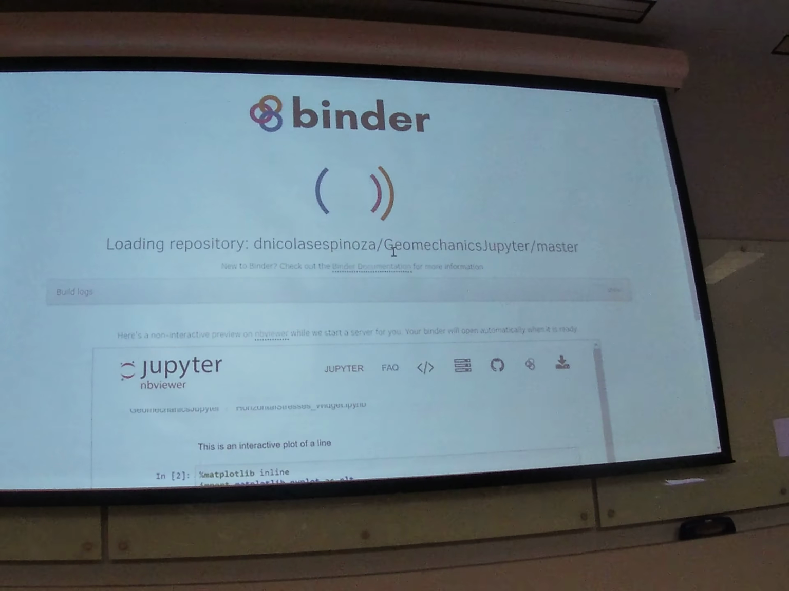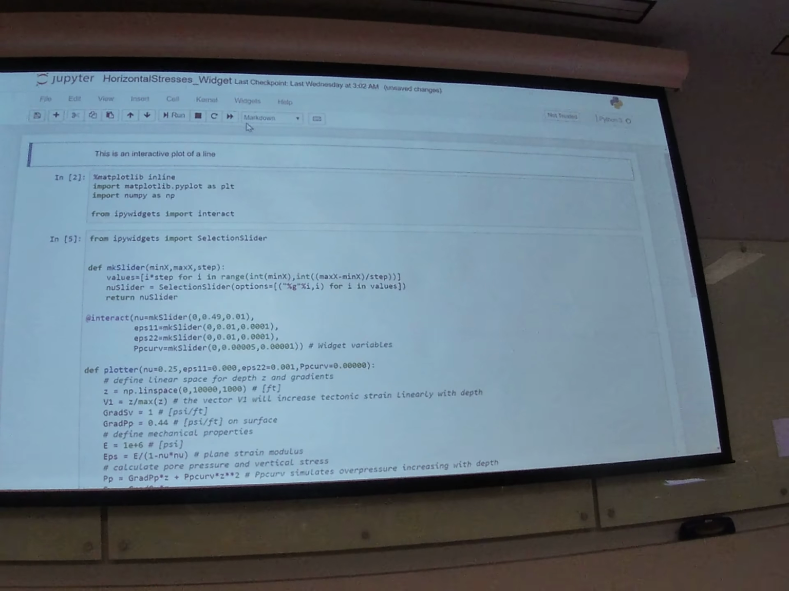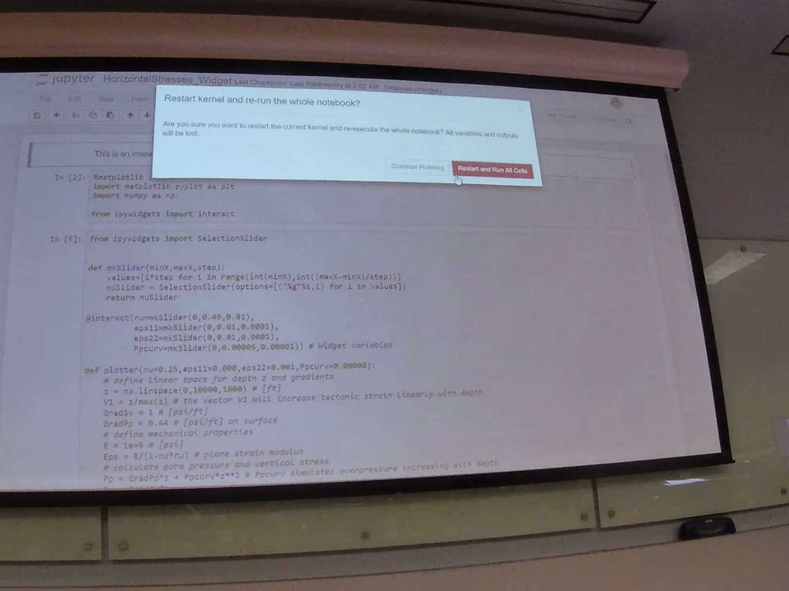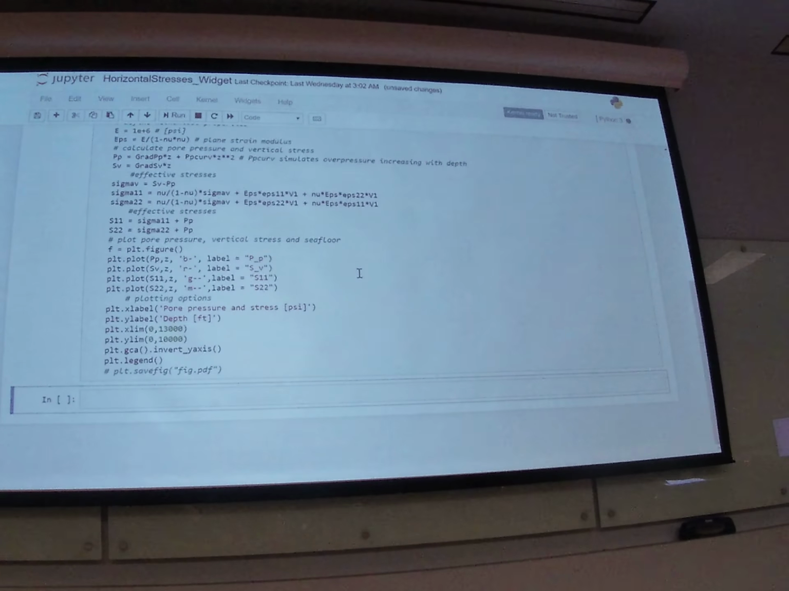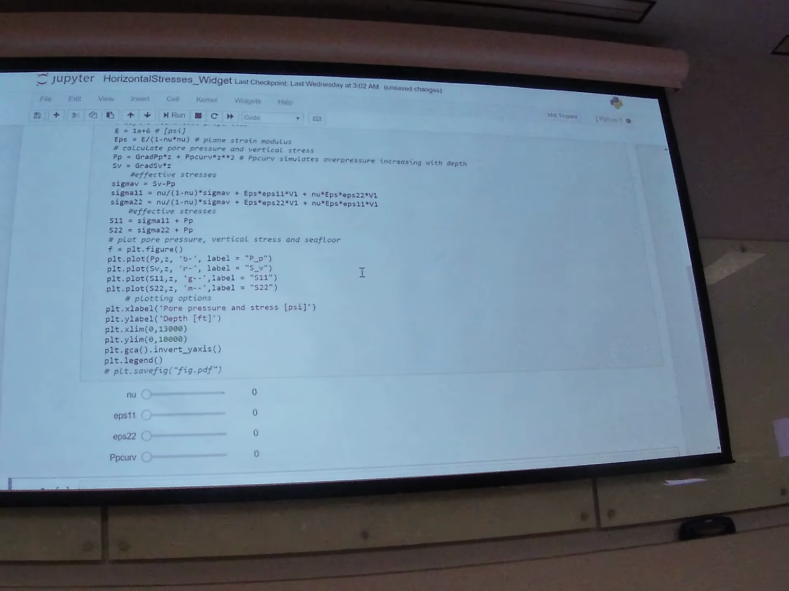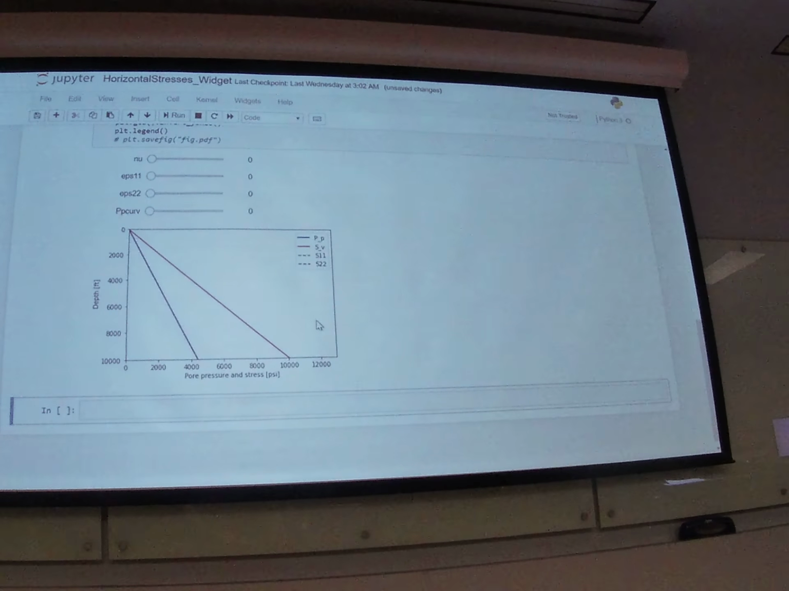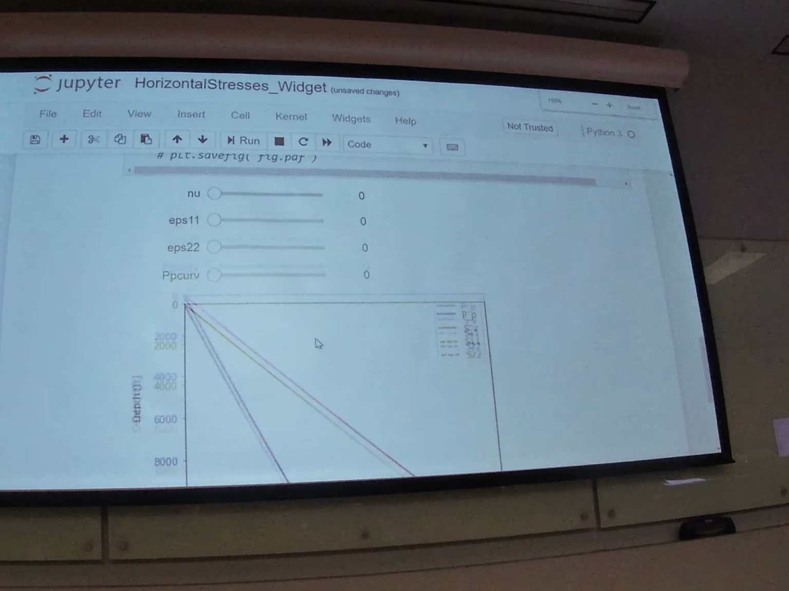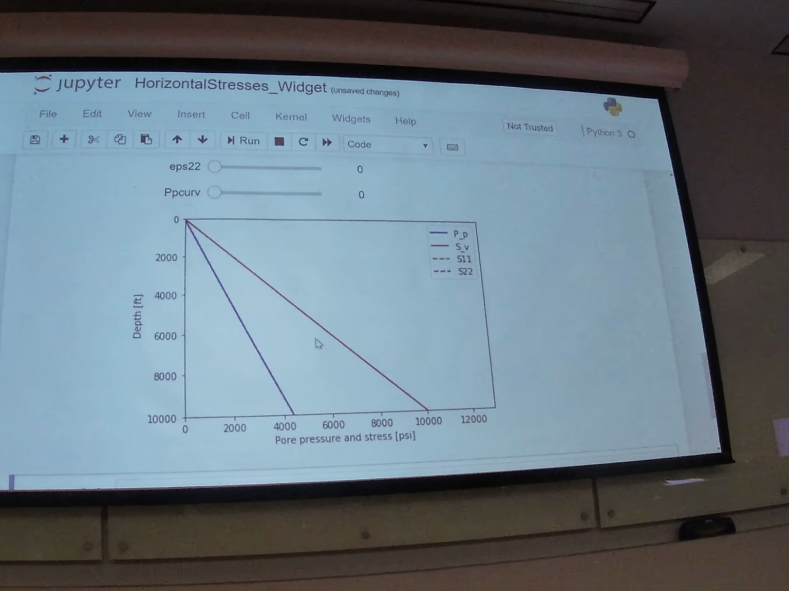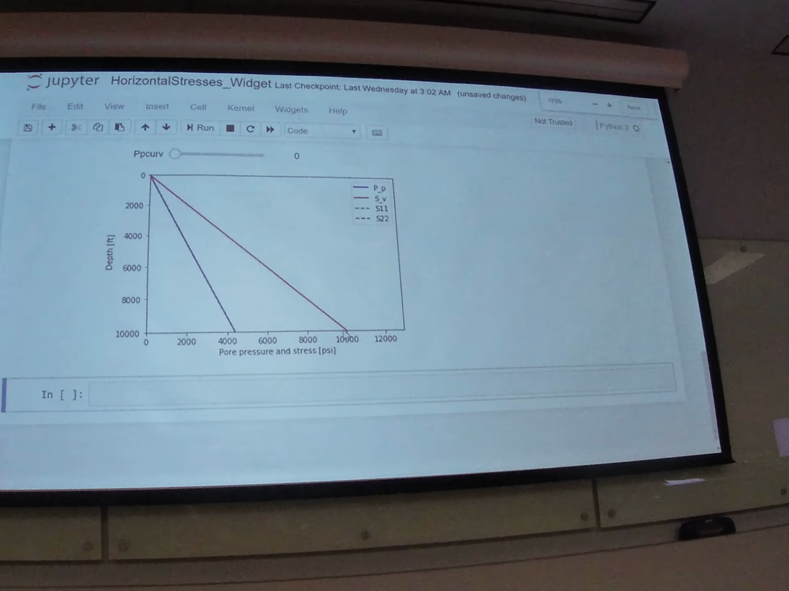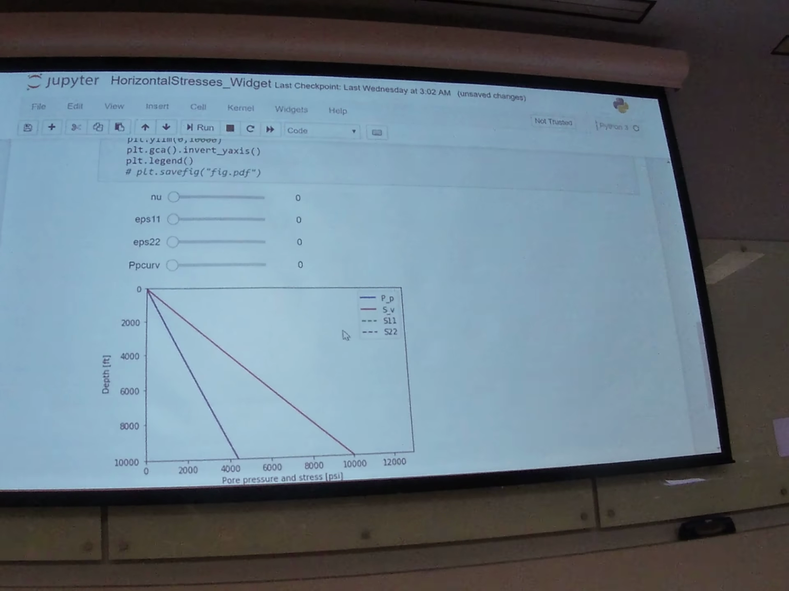Basically here I created a widget that allows you to calculate stresses and to show what the effect of the tectonic strains is. So let me run this. This is available in the GitHub repository. And basically what we have here, let me zoom in, is a plot of stress, total stress, as a function of depth.